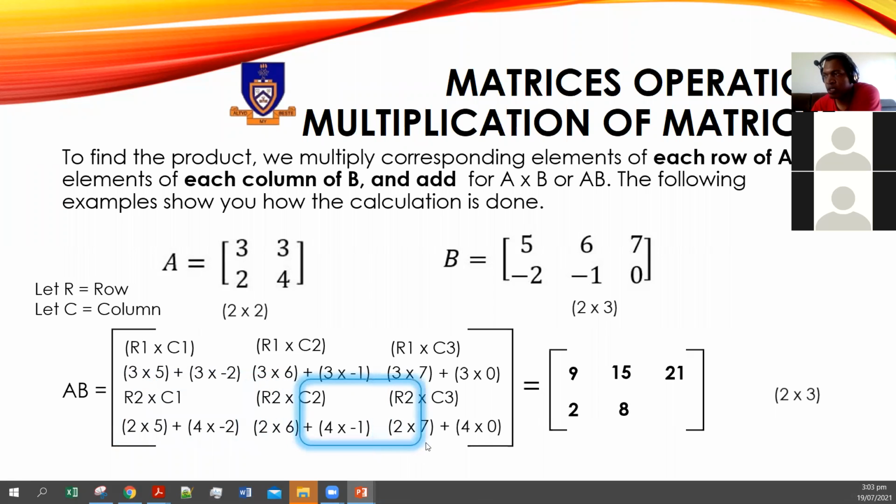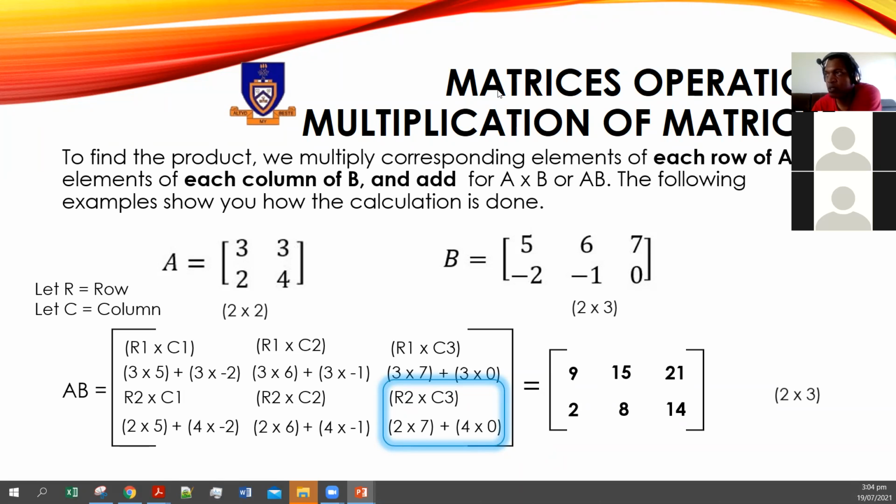Then we do the last part, row 2 times column 3. 2 times 7 is 14 plus 4 times 0 is 0. So 14 plus 0 is 14. Then we write it in there. All right. So that is basically what we do when we multiply.